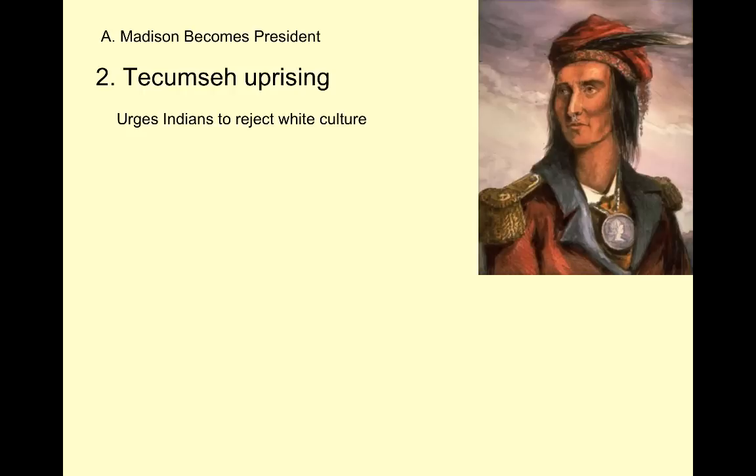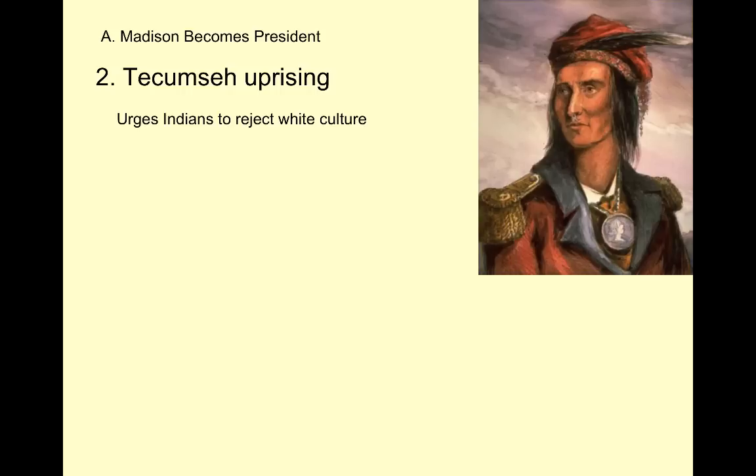In the West, England is going to encourage Native Americans in the Ohio River Valley to rise up against American settlers as well, in the hopes that they can put pressure on the United States to stop trading with France. Now, the Native Americans in the Ohio River Valley are all too open to this message of fighting the United States settlers.